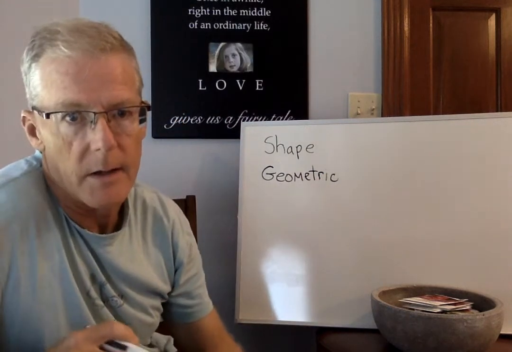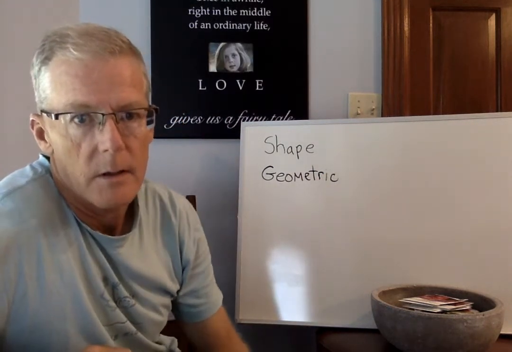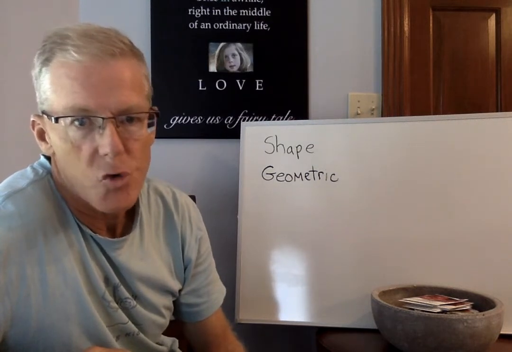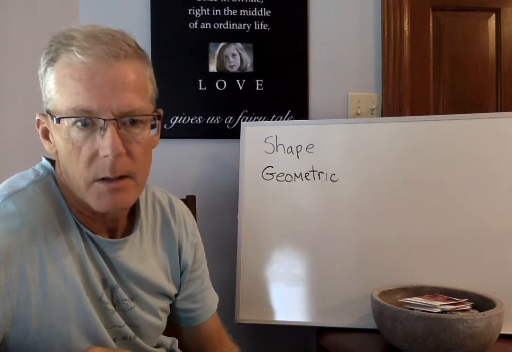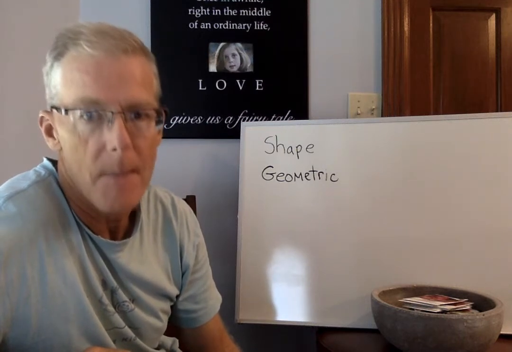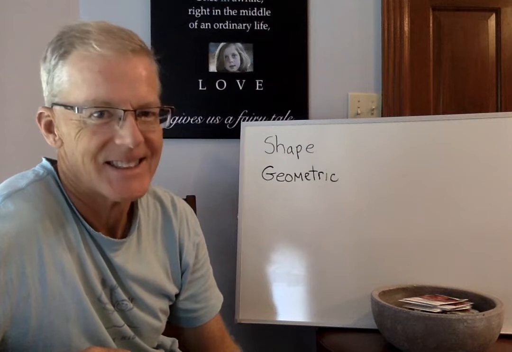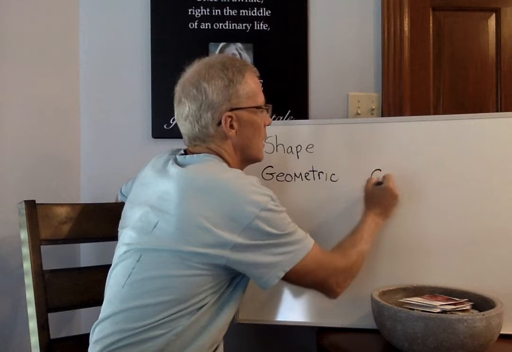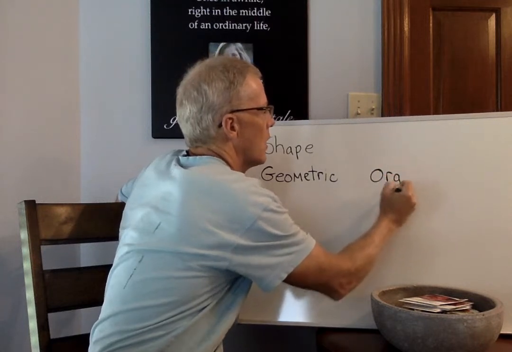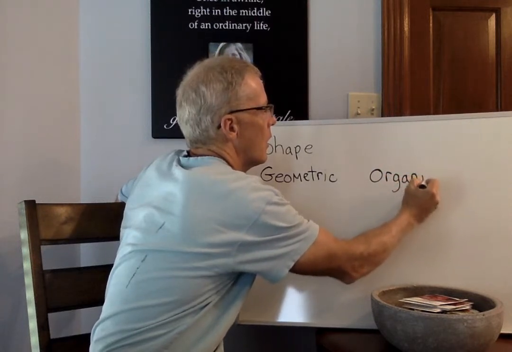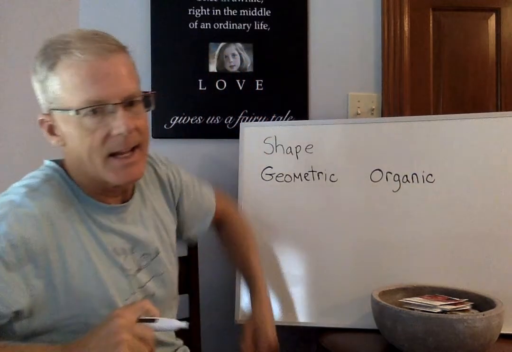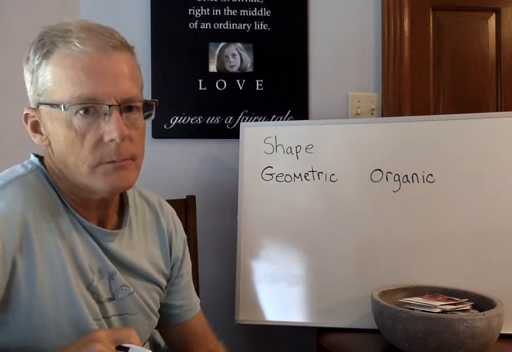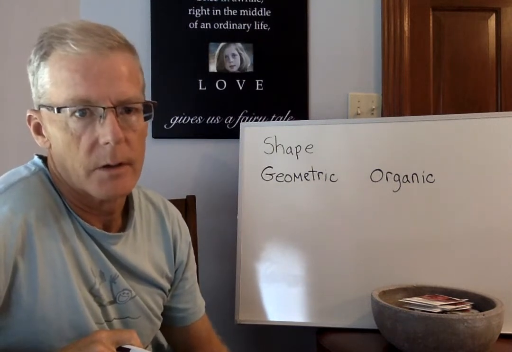So go ahead and write that down. Get your piece of paper, write down shape, and write down geometric. Can you say that with me? Geometric. All right. The second one, organic. Everyone say organic. We'll come back to that one next week.